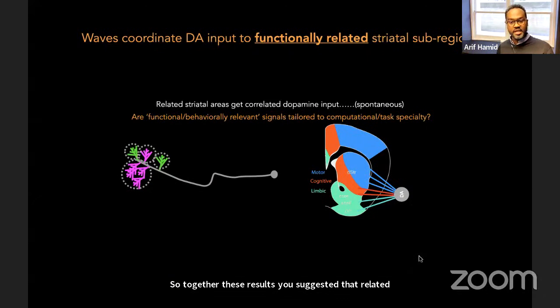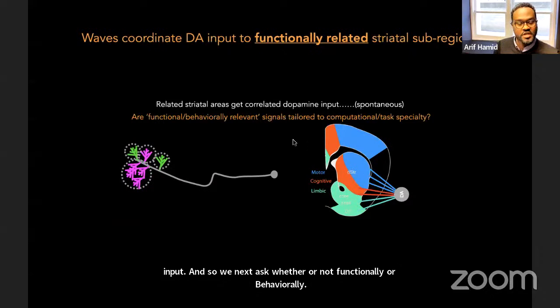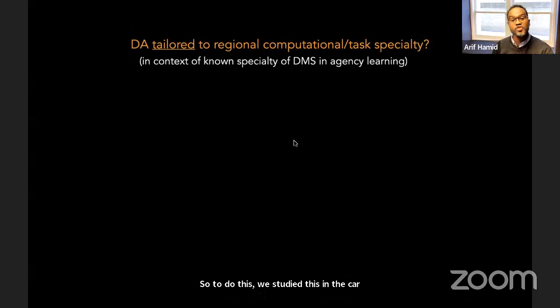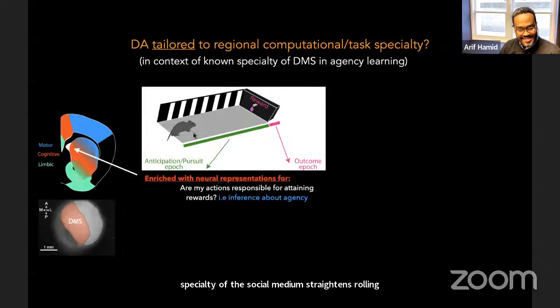And so we next asked whether functionally or behaviorally relevant dopaminergic inputs are themselves tailored to the computational specialty of these subregions. To do this, we studied it in the context of the known specialty of the dorsomedial striatum's role in agency learning. That is, as animals pursue temporally extended goals, that itself requires actions to pursue these distant rewards. We know that the dorsomedial striatum is enriched with neural representations for whether or not actions are indeed responsible for attaining rewards, that is, inferring agency.